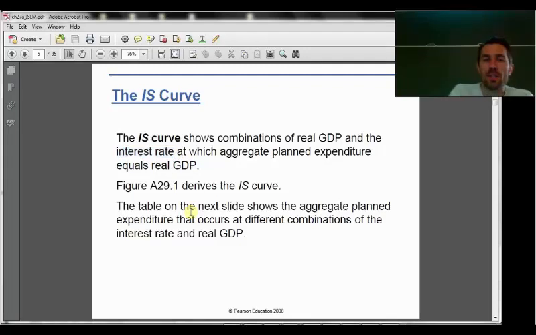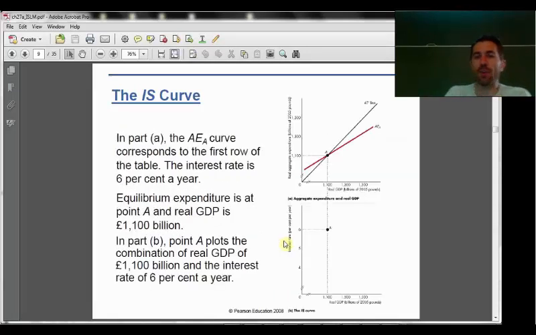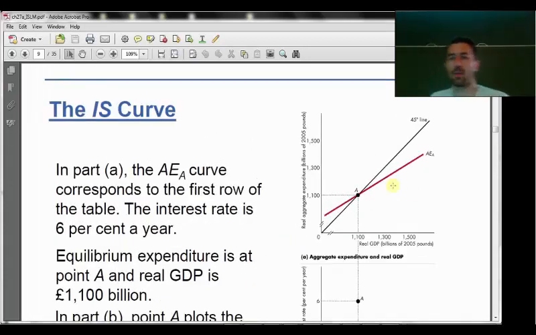Then there's a couple of slides here which I'm going to skip and then come back to, where we've got some tables, but I'd rather just begin with the diagram from our aggregate expenditure model, which you are familiar with. So let's work through what we are looking at here. In part A, the aggregate expenditure model.